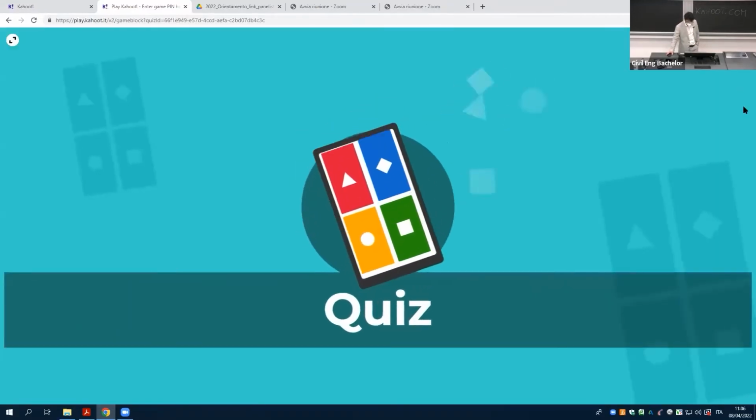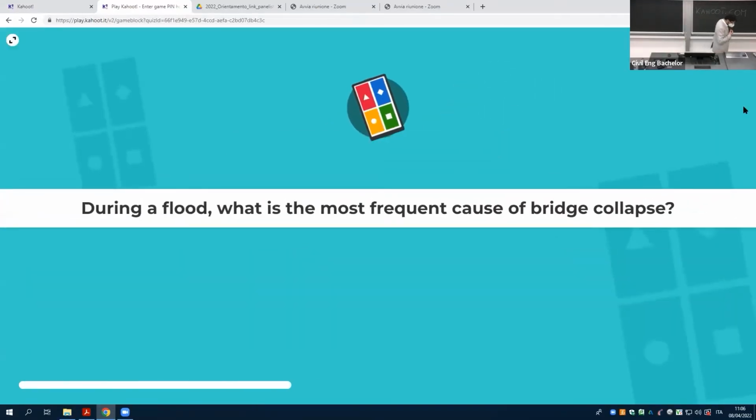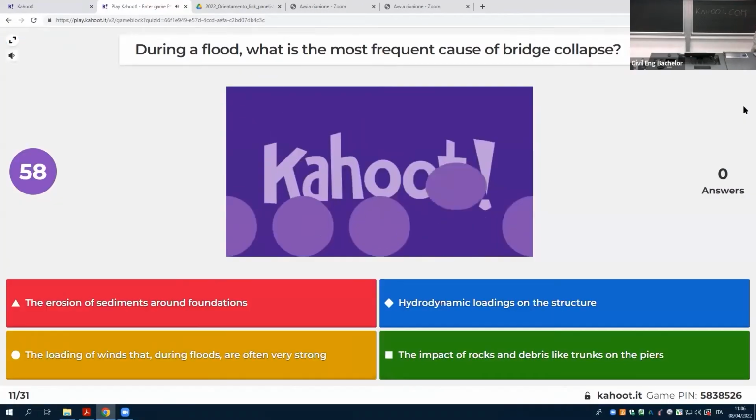Okay? Now, in your opinion, when we deal with bridges over water, what is the most frequent cause of bridge collapse? The erosion of sediments around the foundations due to the water flowing. The hydrodynamic loadings on the structure, the pushing of the water against the piles or the foundations in general. The loading of winds. The impact of rocks and debris like trunks on the piers. What do you think is the worst?